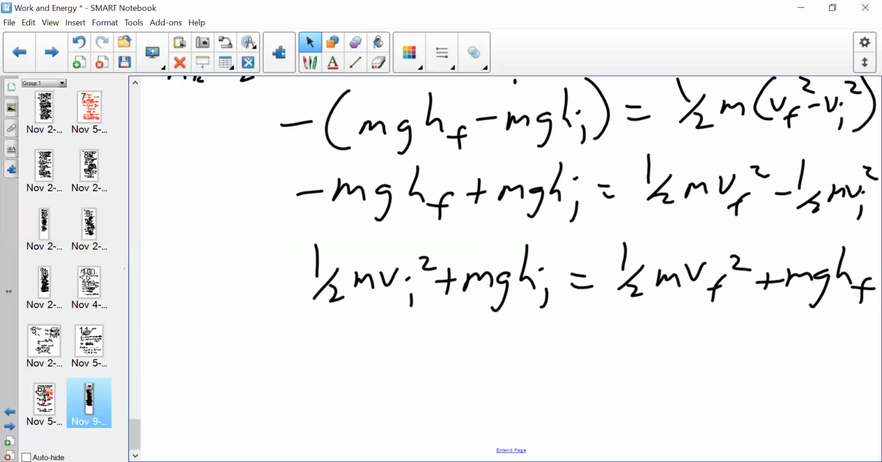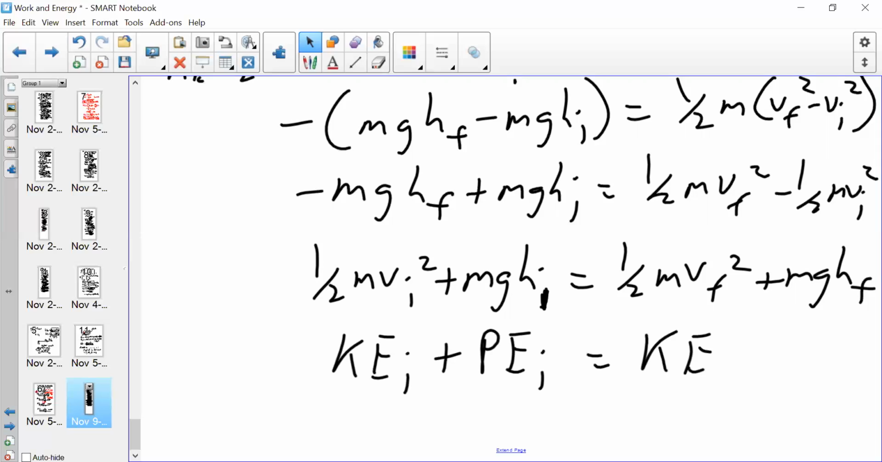What's that saying? These are initial. There was no change. No change in what? Potential energy. Yep. Well, there's no change in any energy actually, because we have both terms. We have an initial kinetic energy here, we have an initial potential energy, a final kinetic energy, and we have the final potential.